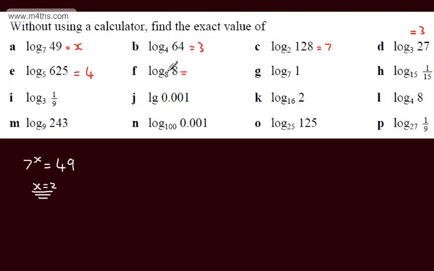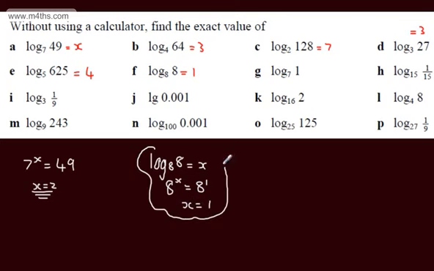What power is 8 raised by to get 8? Well, the answer is going to be equal to 1. Again, if you wanted to write that, you could write this now as log to the base 8 of 8 is equal to some value x. Therefore, we can say 8 to the power of x is equal to 8 to the power of 1. x is equal to 1. I think that's long-winded, but it's an option for you.